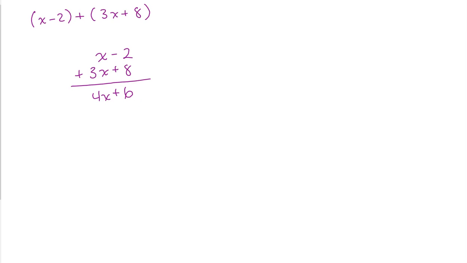Now, what about using a horizontal method? I'm going to just put a line here. Well, we can do it that way too. So let's just rewrite this: x minus 2 plus 3x plus 8. Now, this is going to look like grouping our like terms and simplifying, just like we did in the last video.